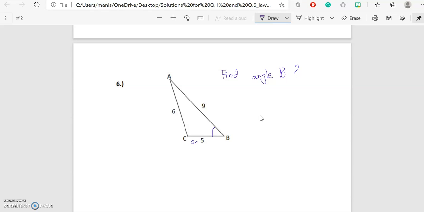Since this side is opposite to angle A, so I'll write lowercase a. This one is opposite to C. This will be the value of lowercase c. And this is opposite to angle B. This is your lowercase b. So let's start over here.